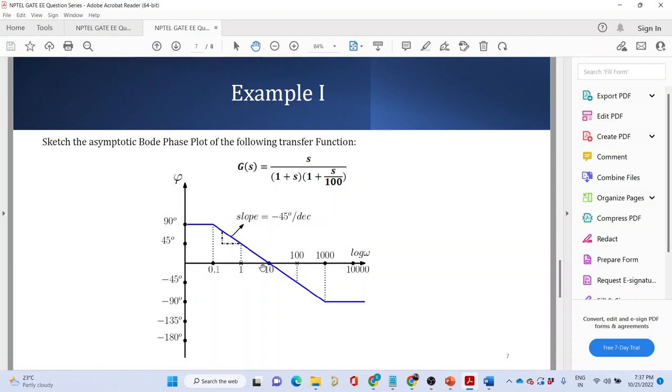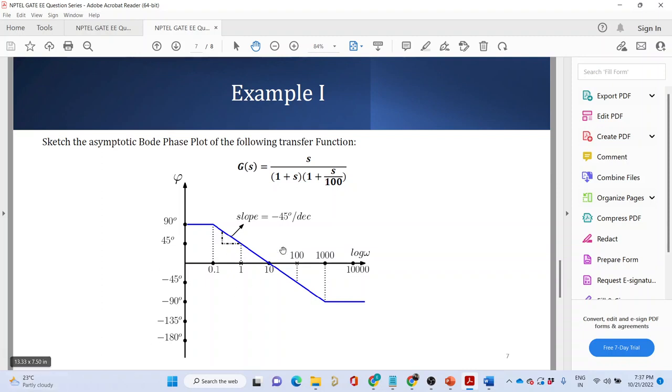Once you reach 10, the effect of the previous pole goes away, and the effect of the pole which was at 20 still remains the same. So it was falling at the rate of minus 90 degree per decade. The moment you move away from this point 10, it will again fall with minus 45 degree per decade, right?